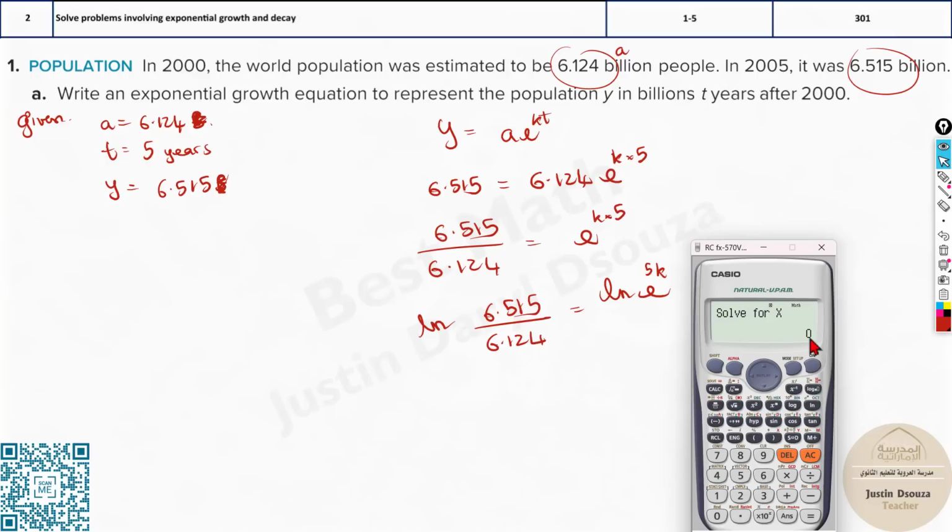This is not the answer, this is whatever was stored before. This is not the answer. You need to press shift, solve, and then equal to, and this is the correct answer, 0.1237.